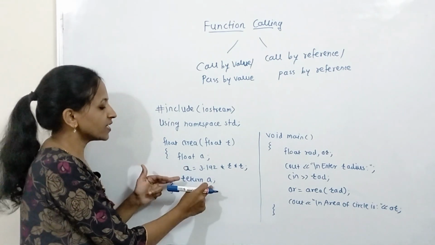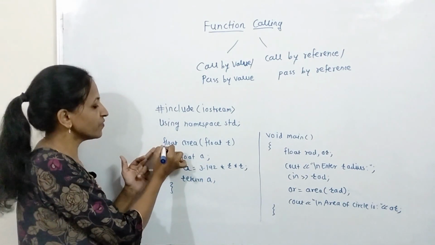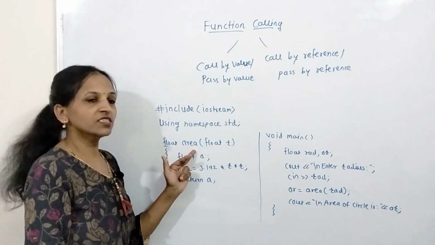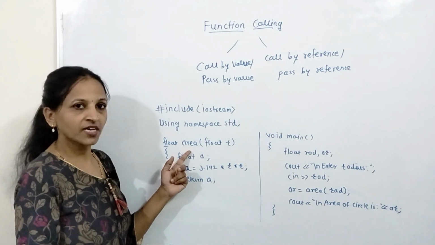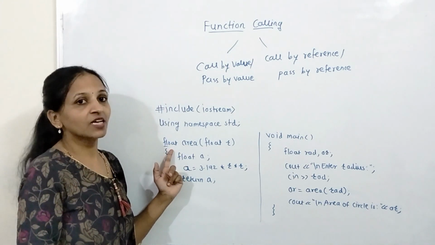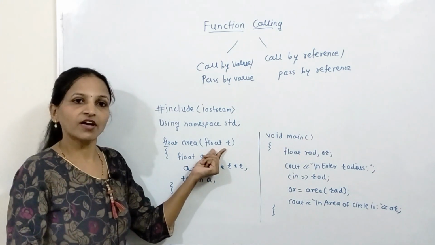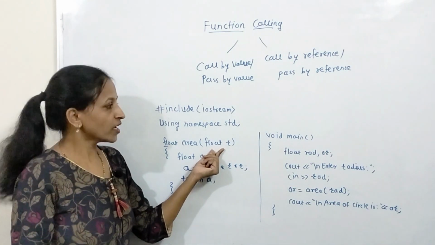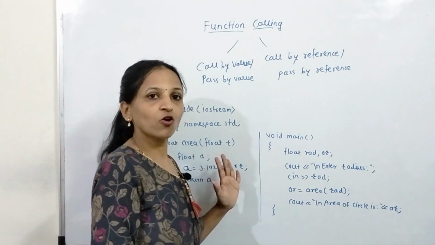outside. Now the data type of a is float, that's why we have mentioned float as the return data type to this function. Now this area is the function name, and float is the return type of this function, and it is taking one argument of type float, that is nothing but radius. Okay, now see, from main I am calling this function.